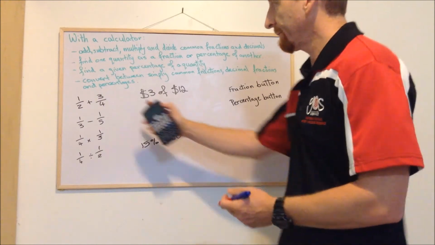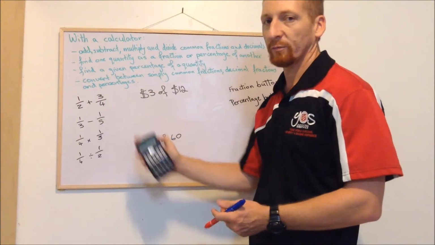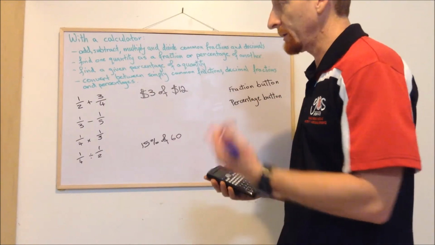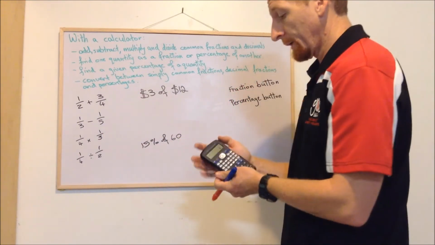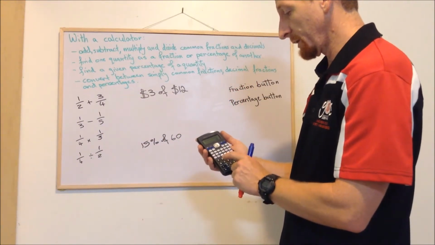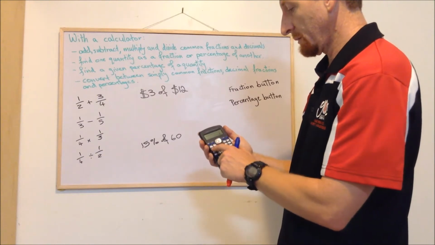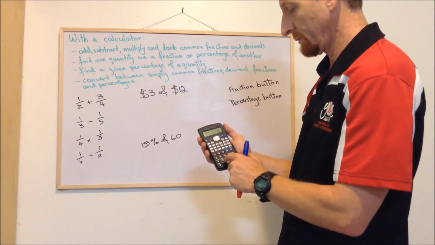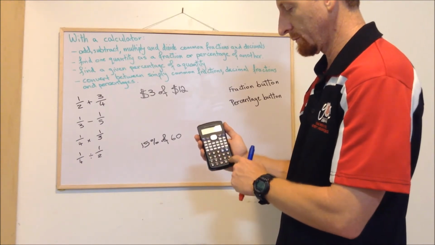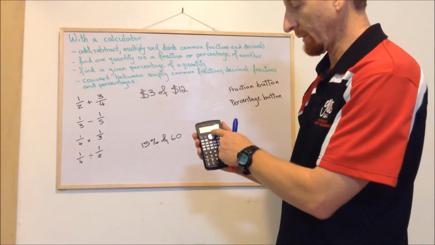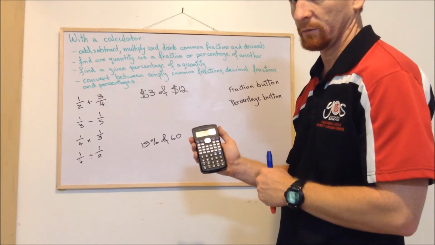But for now, if we had questions like this, 1/2 plus 3/4, some of you could do that in your heads, some of you could do that on the board or on your paper. However, to do it on a calculator, we're simply going to have 1, our fraction button 2, plus 3, our fraction button 4. So that tells us then that we have 1 whole and 1/4.